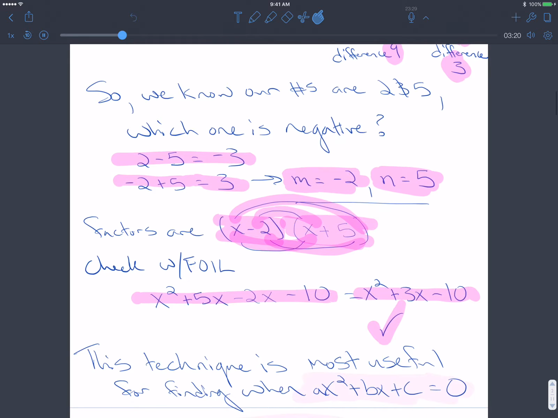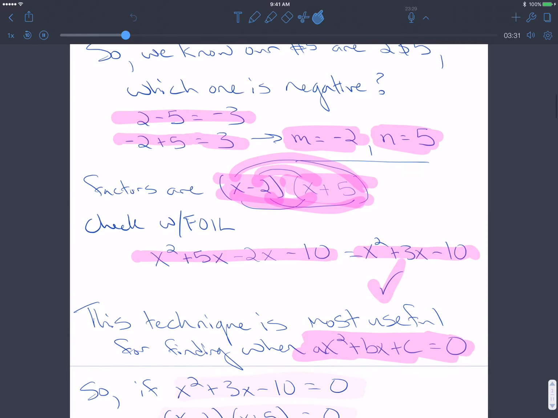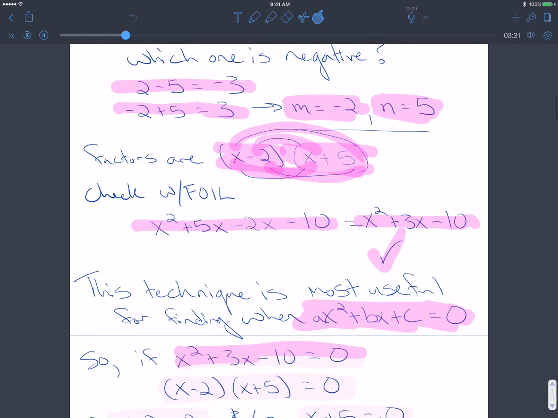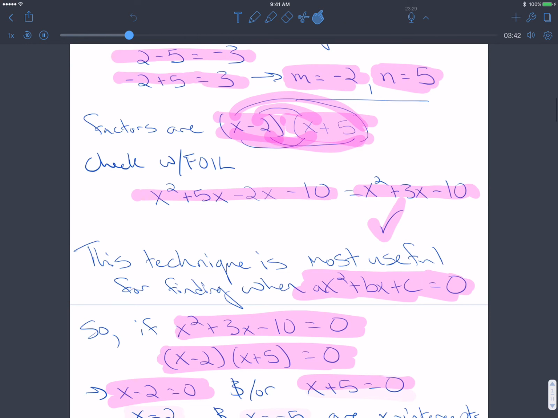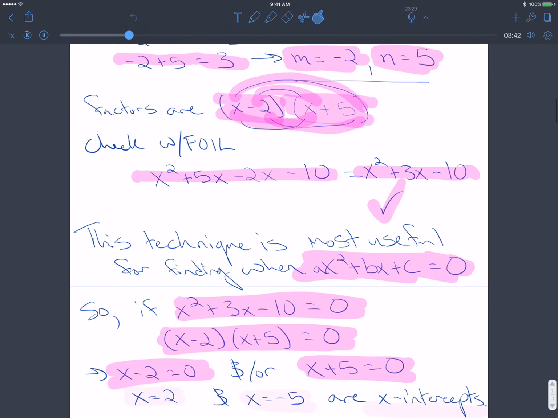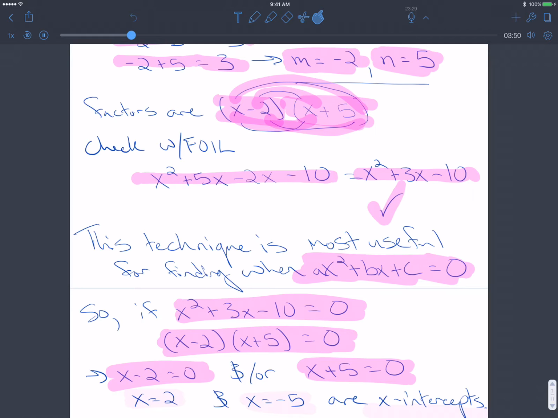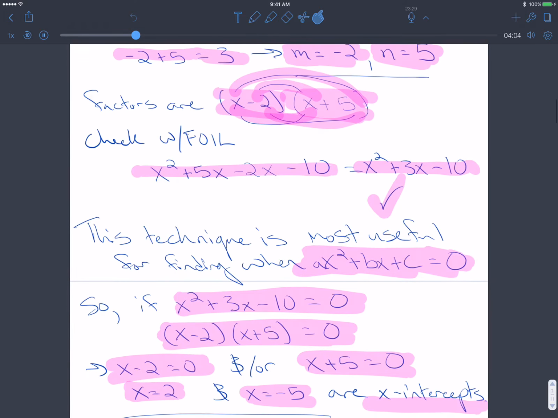This is going to be the most useful when you're solving for when ax squared plus bx plus c equals 0, because if I know my factors, then what I have is x squared plus 3x minus 10 is equal to 0. When I factor that to x minus 2 times x plus 5 equals 0, that means either x minus 2 is equal to 0 or x plus 5 is equal to 0. If either of those two are true, then this whole thing equals 0, because 0 times a constant is still 0. So x is either 2 or negative 5. And the values 2 and negative 5 correspond to our x-intercepts for the function f of x equals x squared plus 3x minus 10.